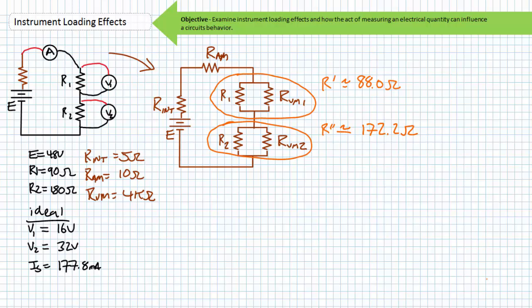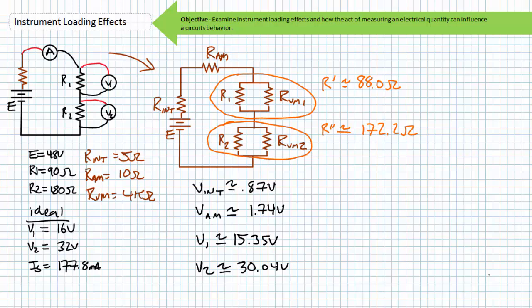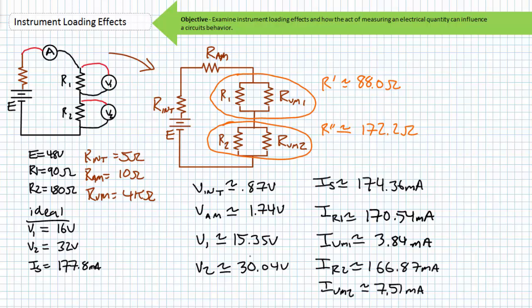The VDR, Ohm's law, and/or KVL can be used to determine the voltage drop across all elements. Where the voltage drop across the internal resistance of the source is approximately 0.87 volts, the voltage drop across the 10 ohm ammeter is approximately 1.74 volts, the voltage drop across resistor 1 and the voltage read by voltmeter 1 is approximately 15.35 volts, and the voltage drop across resistor 2 and the voltage read by voltmeter 2 is approximately 30.04 volts.